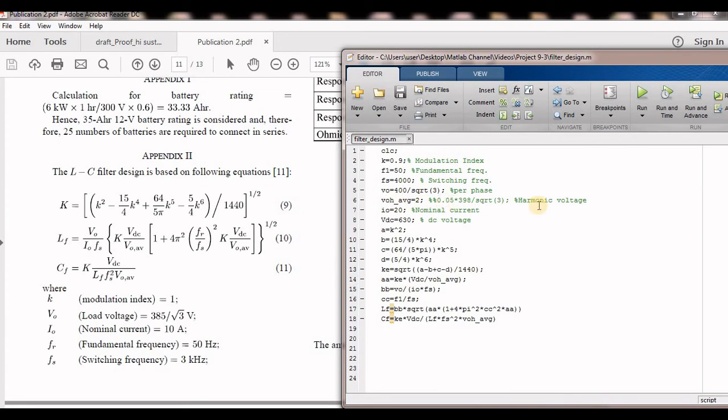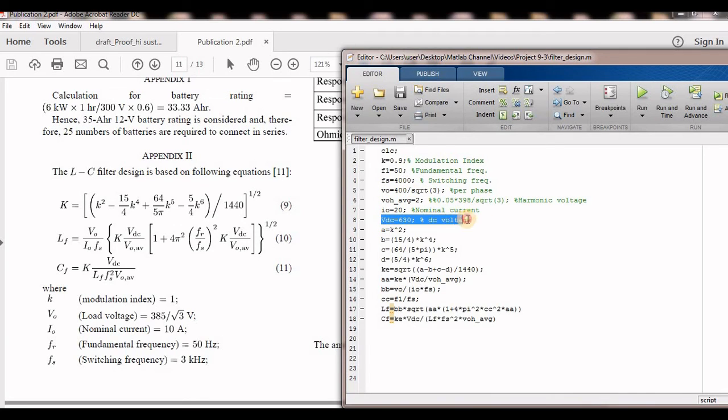And this is how much harmonic voltage you can allow, what percentage of harmonic voltage you can allow. I allowed only 5% of 398, or nearly 400 volts. 5% of harmonics is what we can usually consider. And this is my nominal current. If it is a load, then it is the maximum load. If it is a grid, then it is the maximum source, meaning how much power you want to feed into the grid.